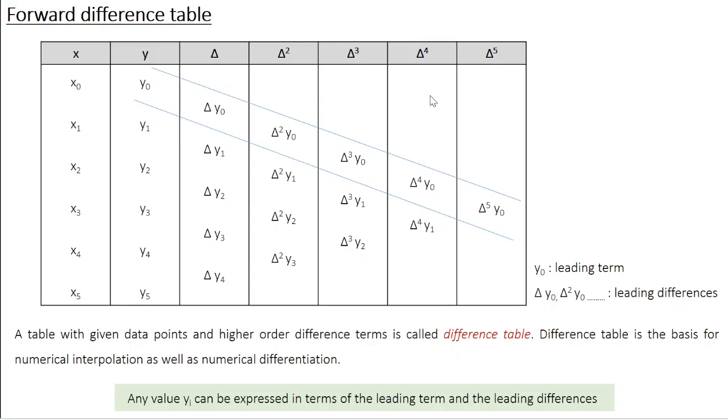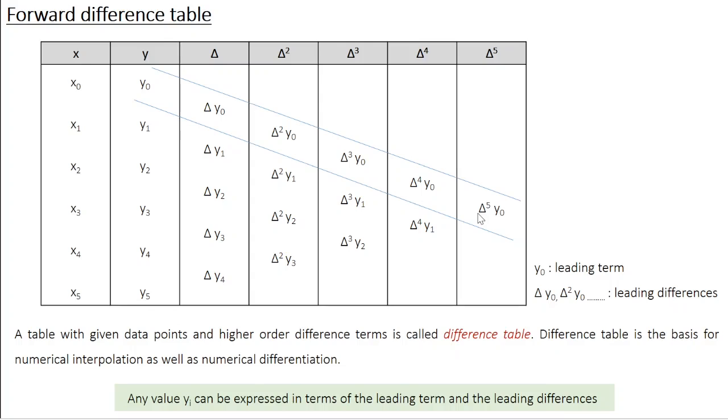Moving over to the next order, delta to the power 4. So delta cube y1 minus delta cube y0, this is delta to the power 4 y0. Similarly, you have delta to the power 4 y1. Next one is the fifth forward difference term, delta to the power 5. So delta to the power 4 y1 minus delta to the power 4 y0. This will give you delta to the power 5 y0.